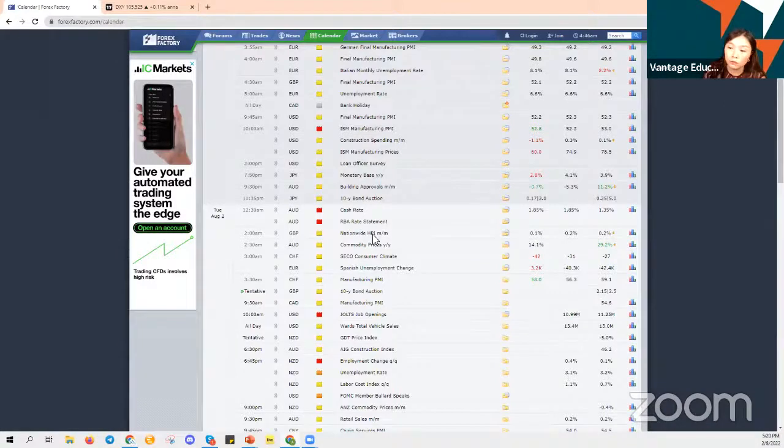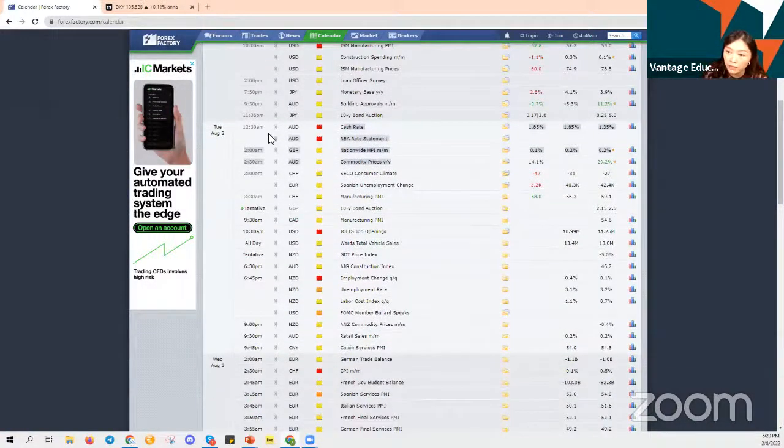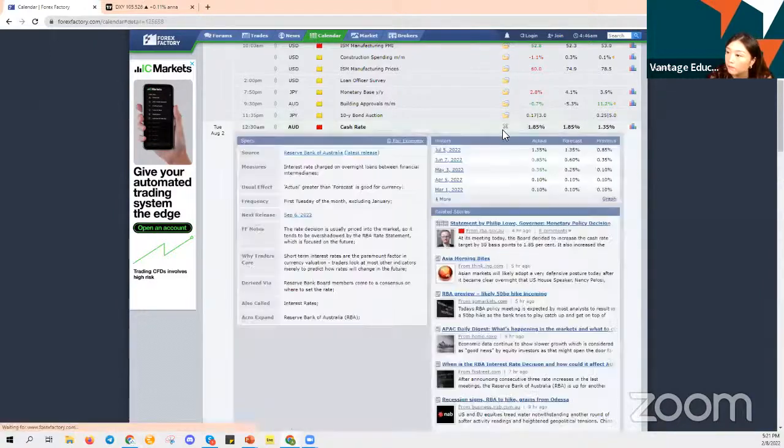If you do not know, you can see all the important news announcements from different countries or for different currency pairs. So today is the 2nd of August, Tuesday. You can see that at 12:30 a.m., 2 a.m., they're all the financial announcements, economic news that are coming out. You can click on them.